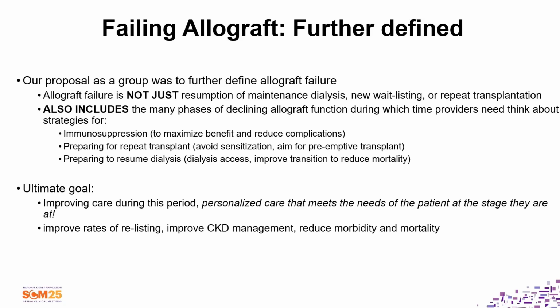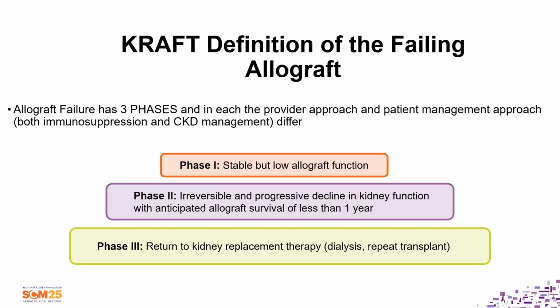So our goal really was to create a proposal that defined allograft failure, so it's not just resumption of dialysis or repeat waitlisting, but includes all these phases of declining allograft function so that we could come up with strategies for immunosuppression, preparing for repeat transplant, and preparing for resuming dialysis. Again, the ultimate goal being to personalize care that meets the needs of our patients, no matter which of these phases they're at. And really what we want to do is improve rates of relisting, improve CKD management, which we know falls through the cracks in these patients, and hopefully ultimately reduce morbidity and mortality.